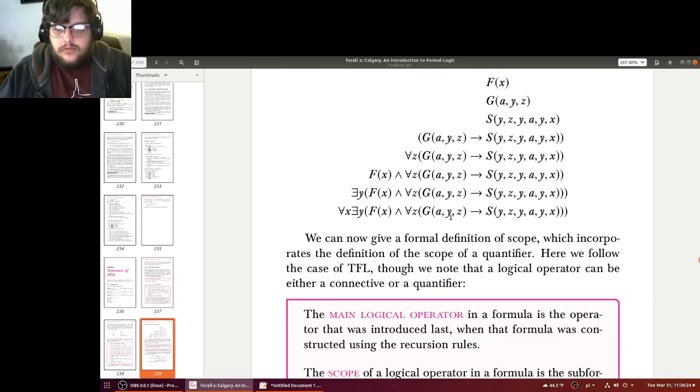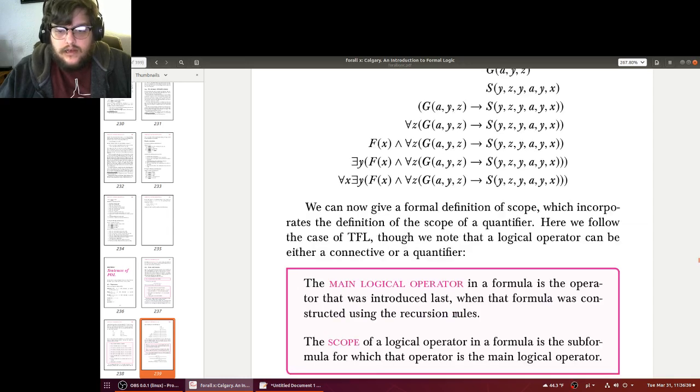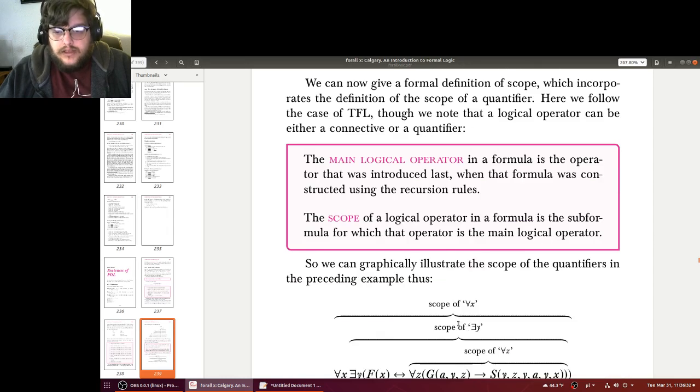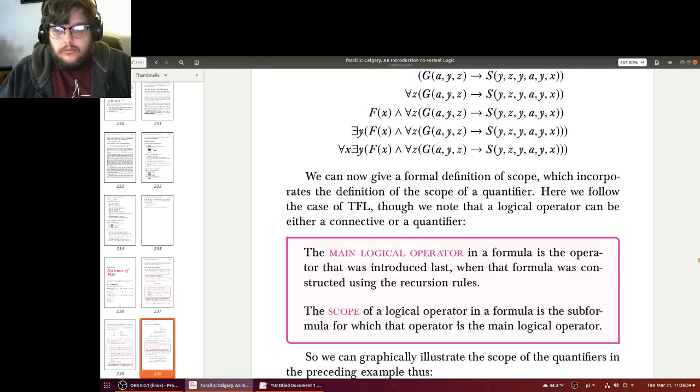Now, just like before, we have a main logical operator, and it's the thing that was introduced last. By operator, I believe they mean both connectives and quantifiers. So, in this case, the for all X is the main logical operator.